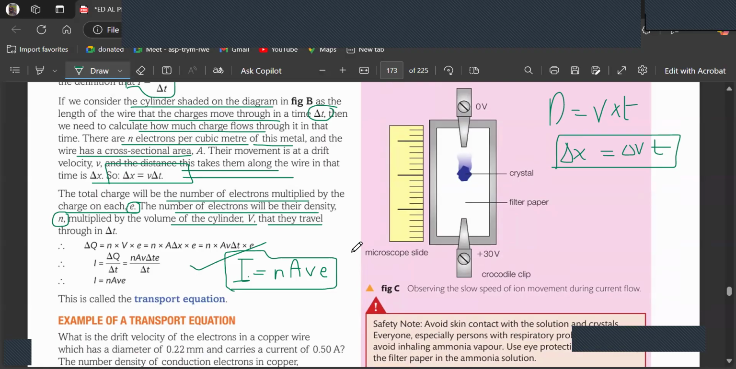Write down this equation. I can just take a picture of it currently and write it down later. n is the electron density. Capital A is the cross-sectional area. Small v is what? Drift velocity. And e is what? 1.6 into 10 to the power minus 19.